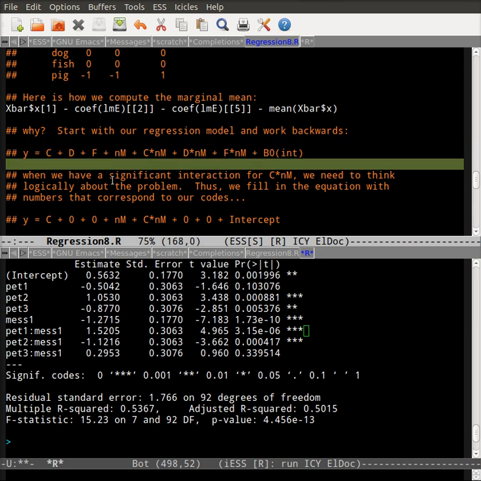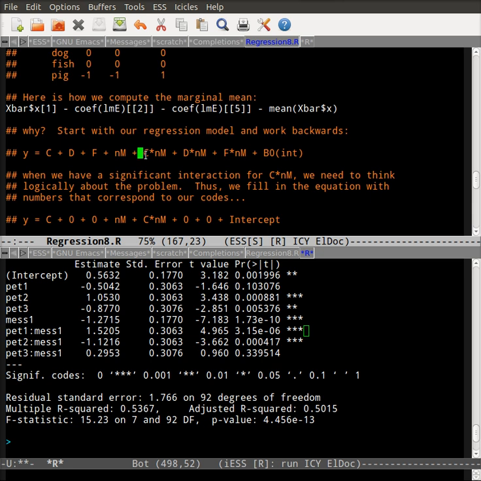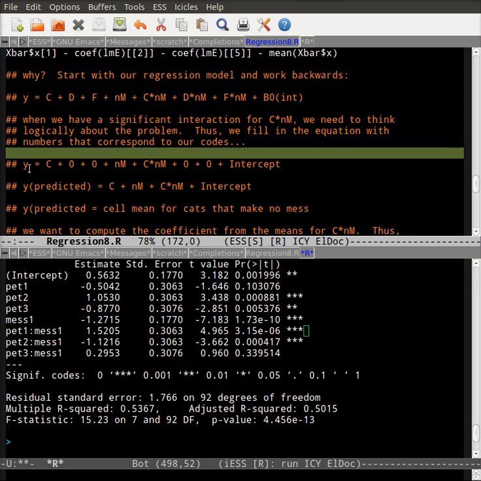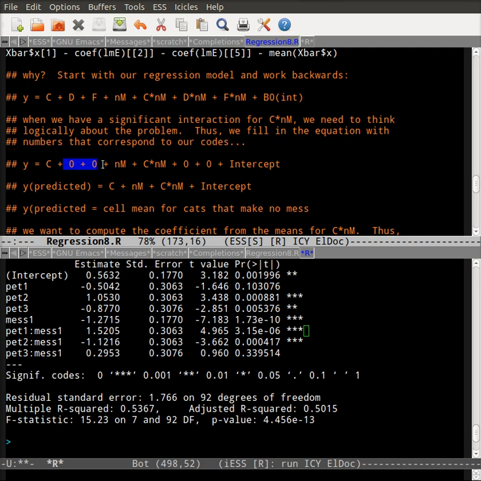When we have a significant interaction for this interaction right here, cats by no mess, we need to think about the equation that we are using. So let's take a look at this. If you substitute zeros in, because cats with no mess are not going to be dogs and they're not going to be fish, so those turn into zeros. No mess is going to be 1, so we need to keep that. And cat by no mess is going to be 1. We need to keep that. But dog by no mess and fish by no mess are going to be 0.